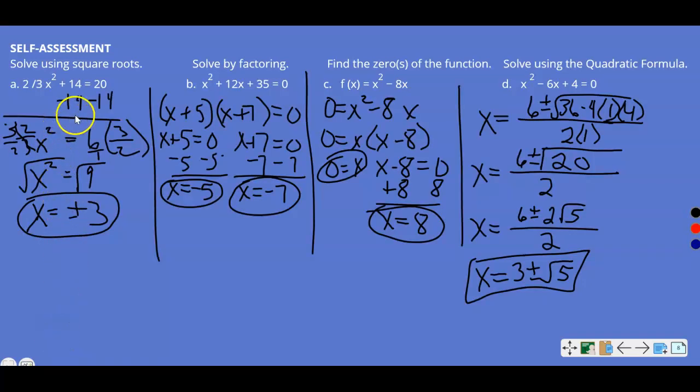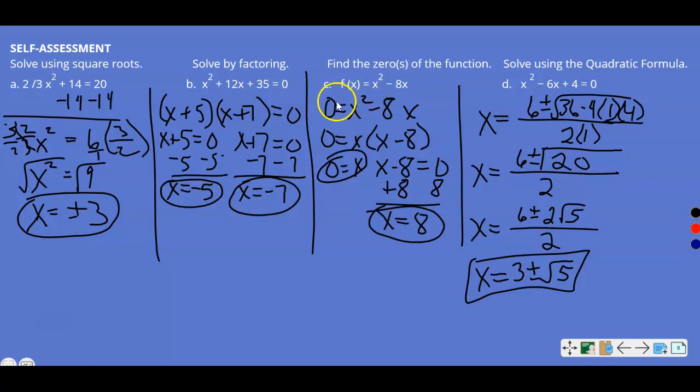All right, A part, you needed to subtract 14 from both sides, multiply both sides by 3/2, which is the reciprocal of 2/3, then take the square root of both sides. You get the square root of 9, so take the square root of 9 plus or minus 3. So x equals 3, x equals -3. That's your two solutions. B part says to factor, so we've got x plus 5 and x plus 7. Set each factor equal to 0 using the zero product property. And you get x equals -5 and x equals -7 as your roots or solutions.